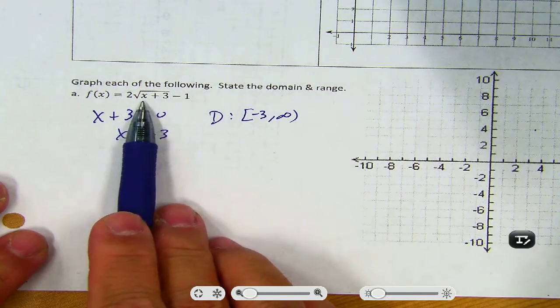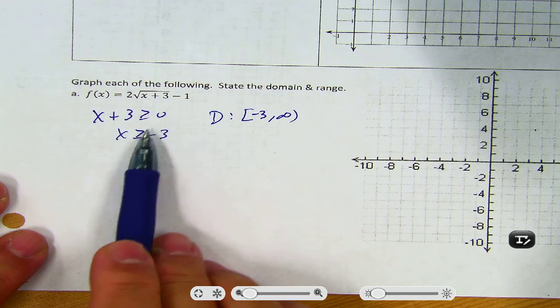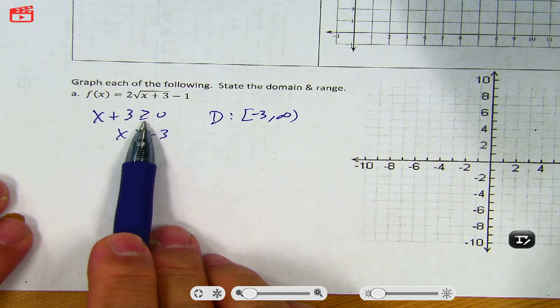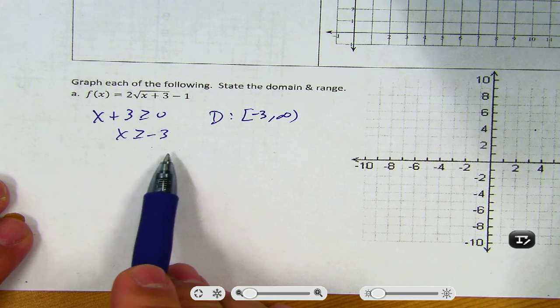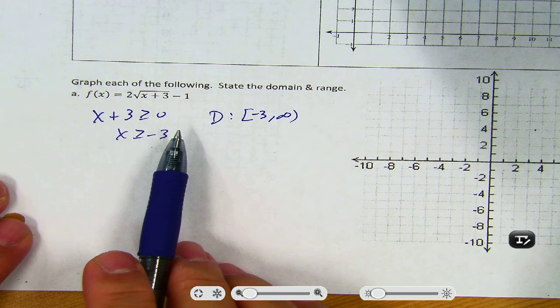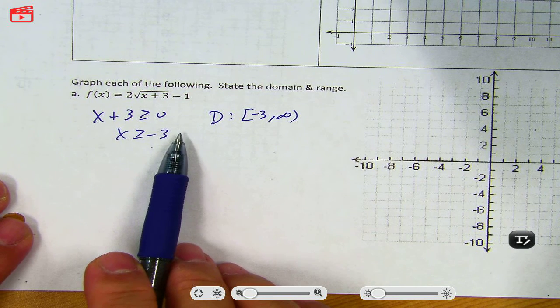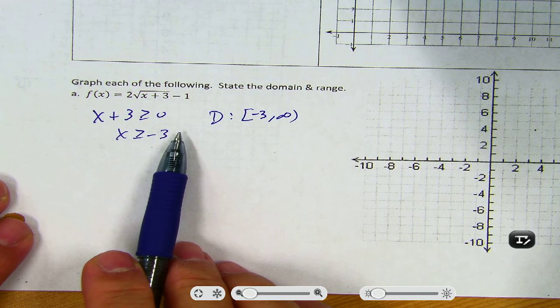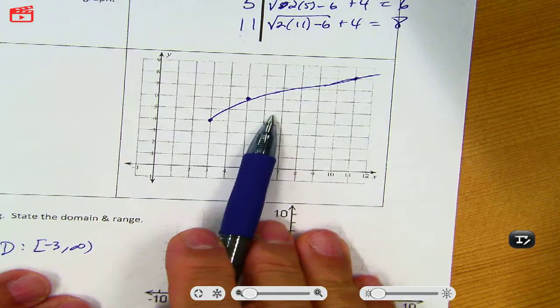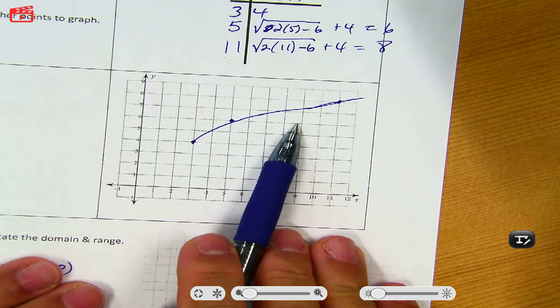You set the inside of the radical greater than or equal to 0. What's the matter, Landon? He was trying to figure out where we do it, like the top part of the page. He's saying, do we do this the same way that we did this? Yes.